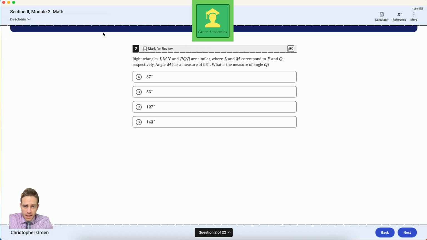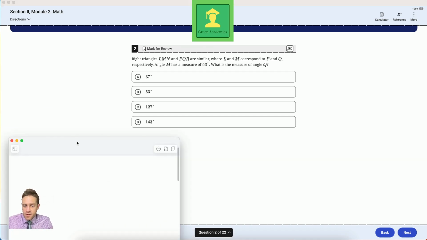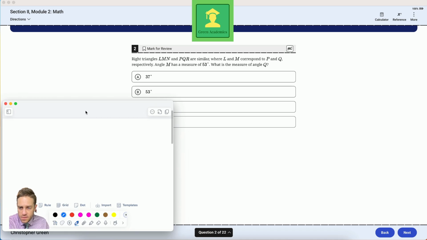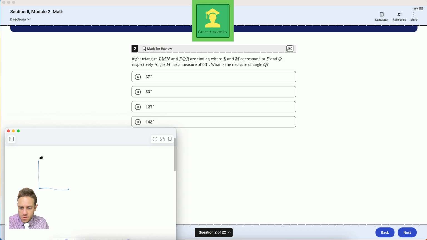Right triangles LMN and PQR are similar, where L and M correspond to P and Q respectively. Let's draw this simple sketch. LMN, PQR. L, M, N, P, Q, R. L and M correspond to P and Q, yes. M is 53 degrees, which means Q is also 53 degrees, and I'm marking these as the right angles. What is the measure of angle Q? Oh, it's simply 53 degrees because those are corresponding angles.